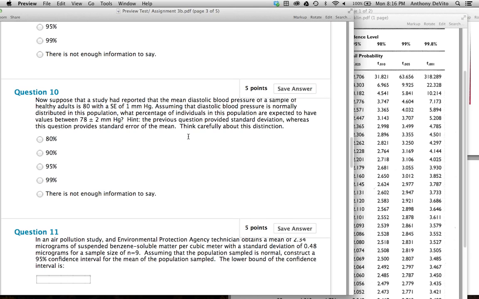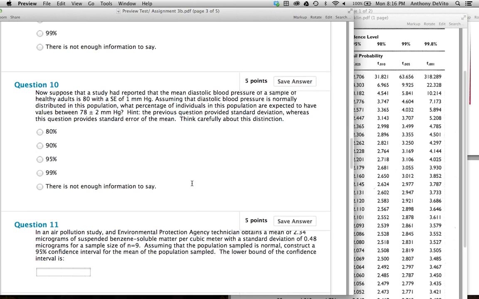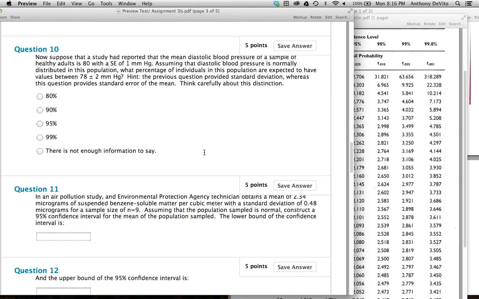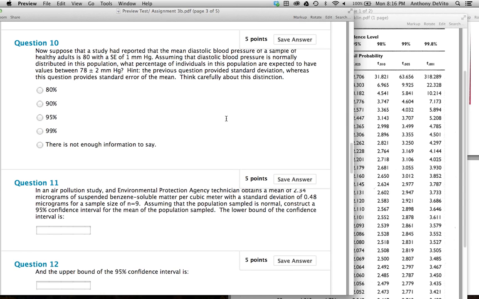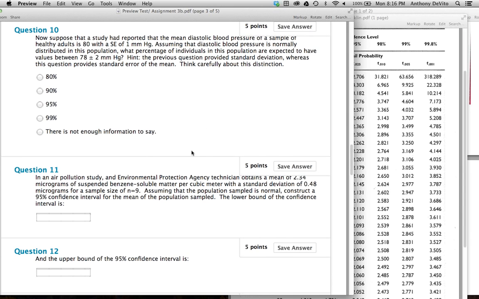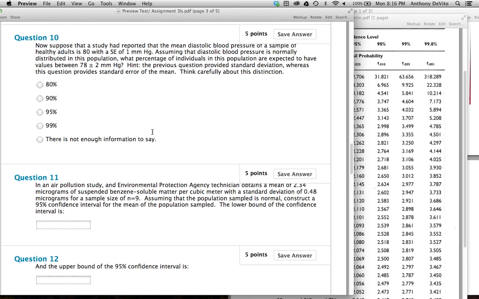So at any rate, previous question: in this population, expected to have values. What percentage of individuals in this population? And we have a sample mean of 80 and a standard error of 1. Well, I don't know. My problem here is I don't know what the sample size is, do I? So what do you think I should do here? Anybody have an opinion on question 10? Yeah, I would say not enough info either. We don't know what the sample size is, because we need the sample size.